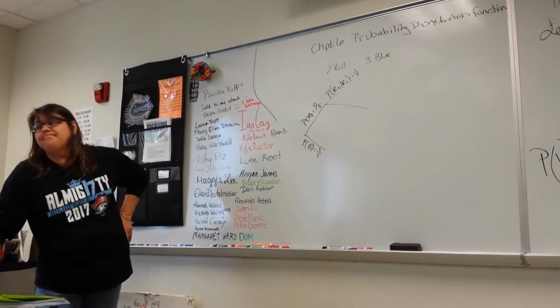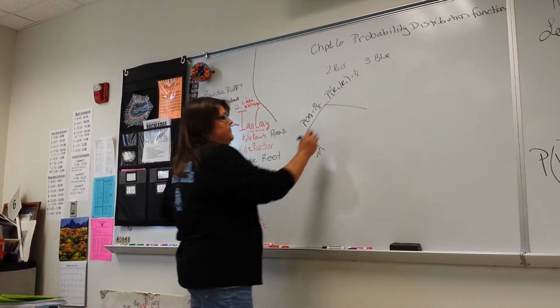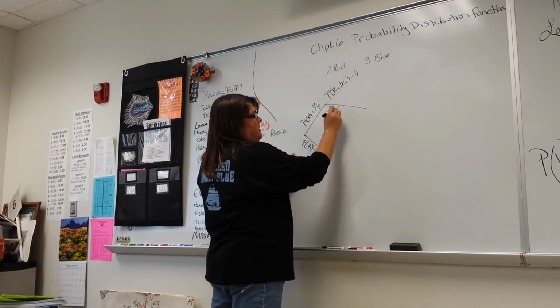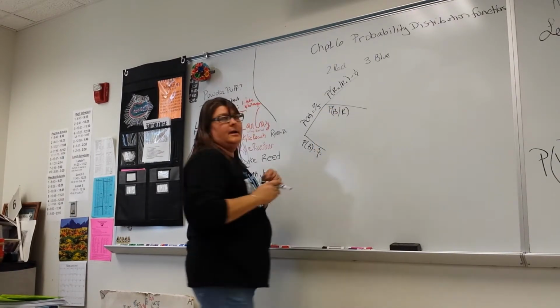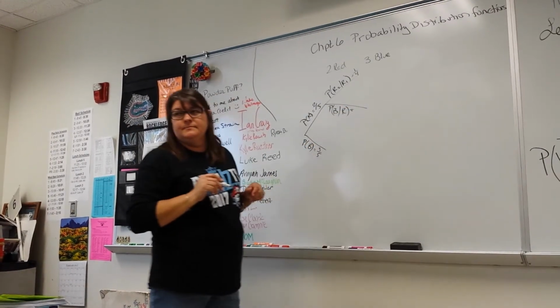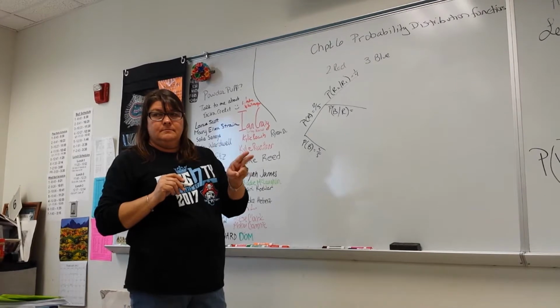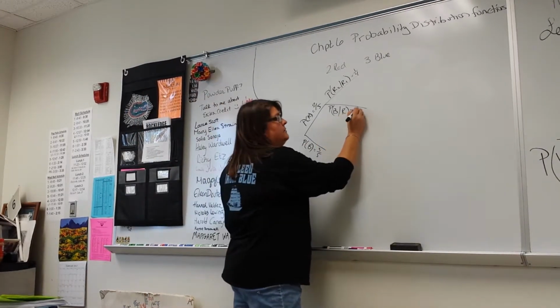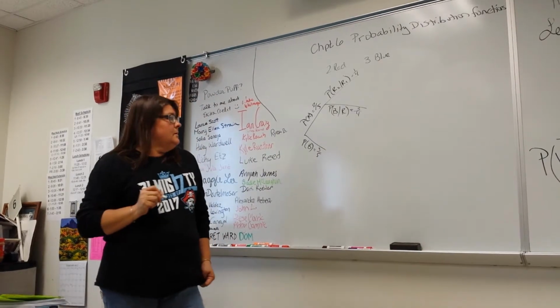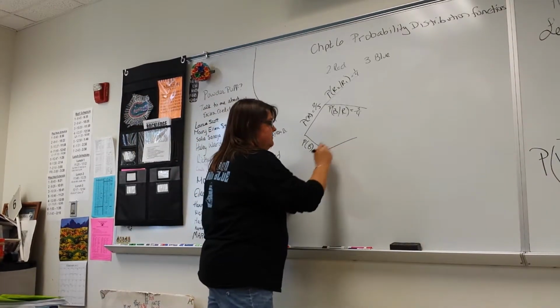That's right. So the next one: the probability that you picked a blue, given that you pulled a red. What is that one? 3/4. How'd you get it? Because you already pulled a red, and you have 4 left. You have 3 blues still, but you only have 4 in the bag. Okay, let's do this one down here.